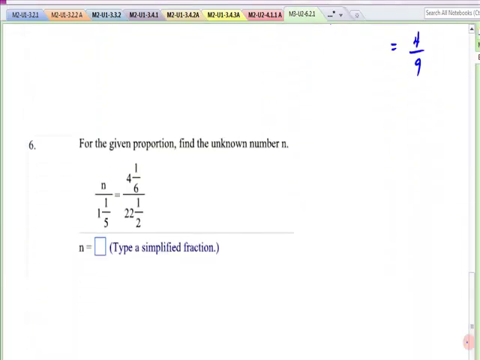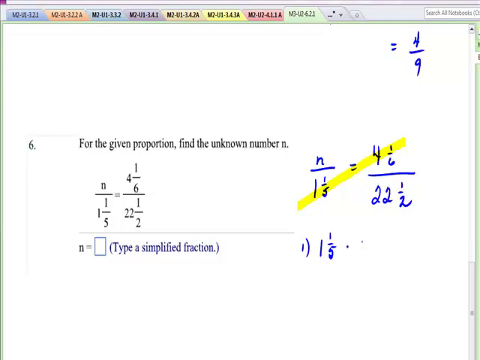The last one, we have n is to 1 1/5 as 4 1/6 is to 22 1/2. If your first instinct is to change all of these to improper fractions, that's fine. I will end up doing it as I move through the problem. This is the cross product that I can calculate. So step number 1, I have 1 1/5 times 4 1/6. I do need those to be improper fractions.